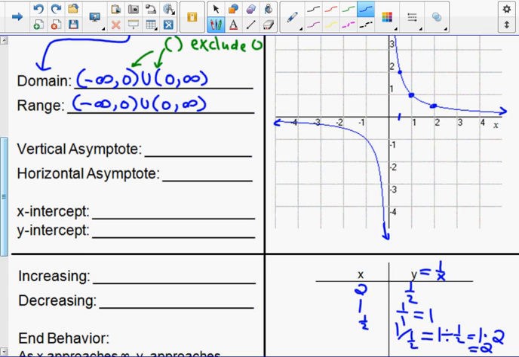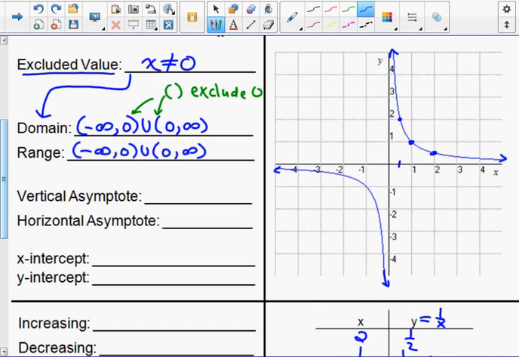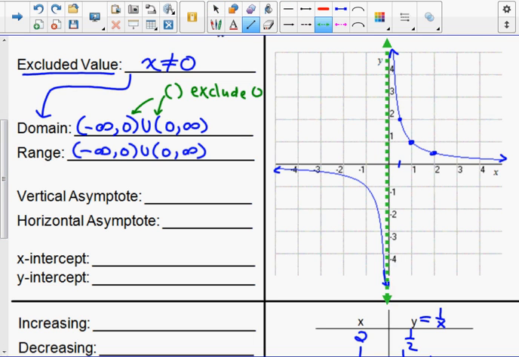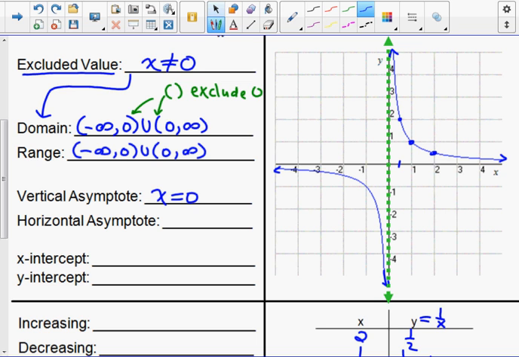Now if you notice, we cannot plug in 0 to our graph. And the graph can also be shaped by this line that we don't see here, which I'm now going to put in. This is a vertical asymptote. The equation for this vertical asymptote is going to be x equals 0. I can also put in a horizontal asymptote right here. So this line shapes the graph even though it's not actually part of the curve itself. The equation for the horizontal asymptote is y equals 0.